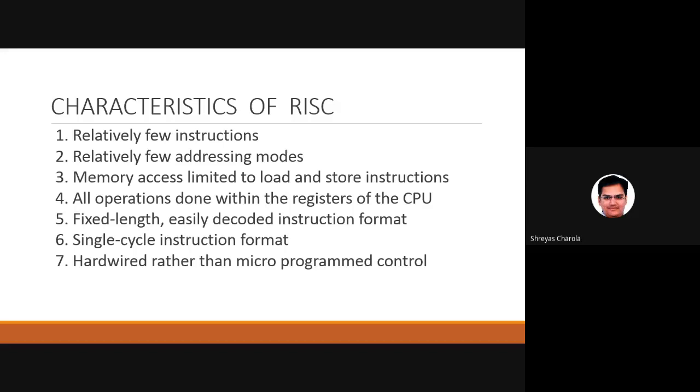Everyone knows about RISC and CISC, correct? RISC stands for Reduced Instruction Set, and CISC stands for Complex Instruction Set. What are the major differences? RISC has relatively fewer instructions because it's a reduced instruction set. Obviously, it has a smaller number of instructions. Relatively few addressing modes. If you have fewer instructions, then obviously the addressing modes are fewer.